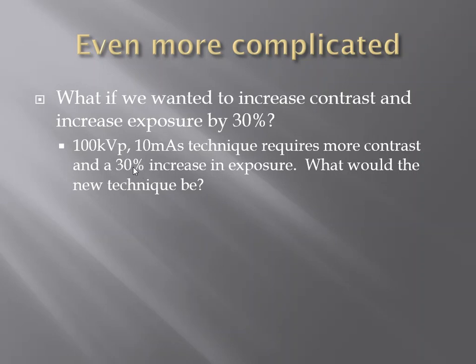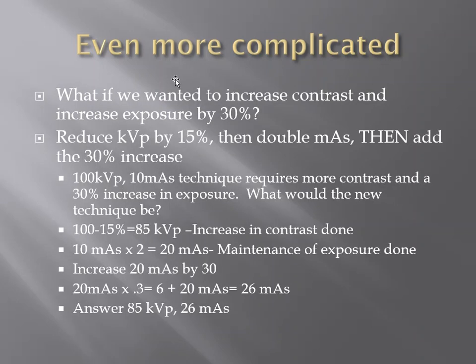Step two would be to increase your exposure by 30%. So 100 kVp down to 85 kVp. This would increase to 20 mAs, and then you would increase from that by 30%. So take things incrementally. Reduce kVp by 15%, then double mAs, and then add the 30% increase.